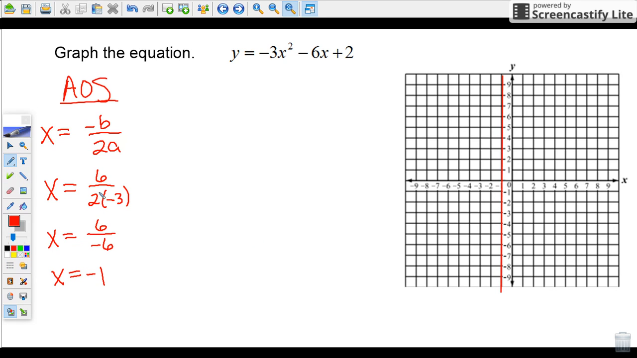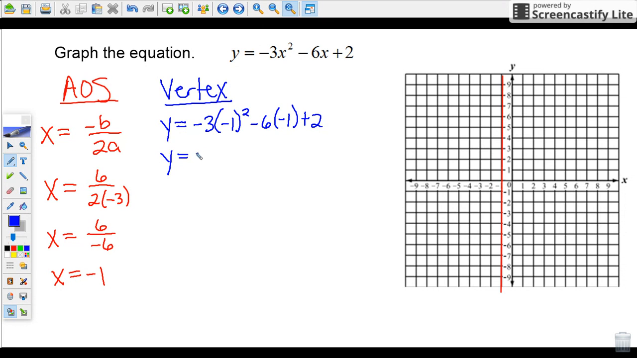Now that we have our axis of symmetry, let's find our vertex. We know the x-coordinate of our vertex is negative 1. So we're going to plug in negative 1 for x in our original equation. I'm going to copy the original equation. Wherever I see x, I'm going to put negative 1. And then I'm going to evaluate this and find what y equals.